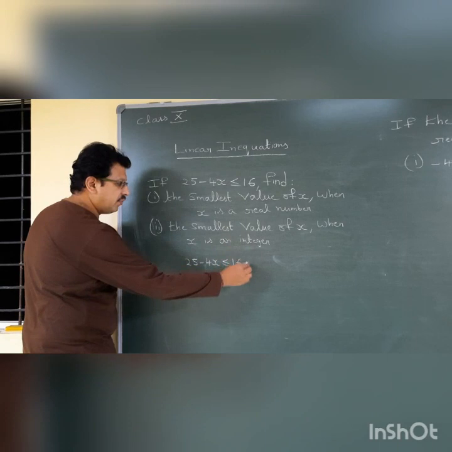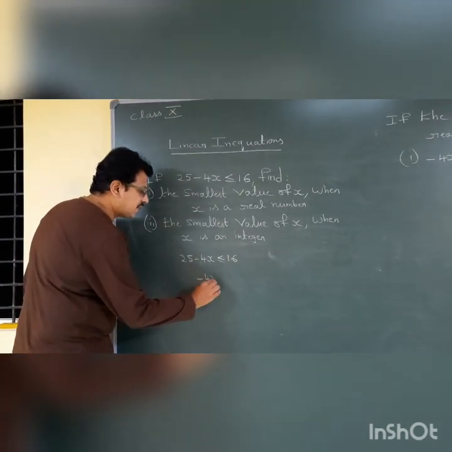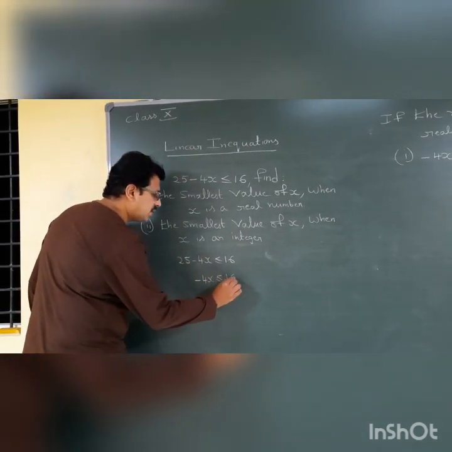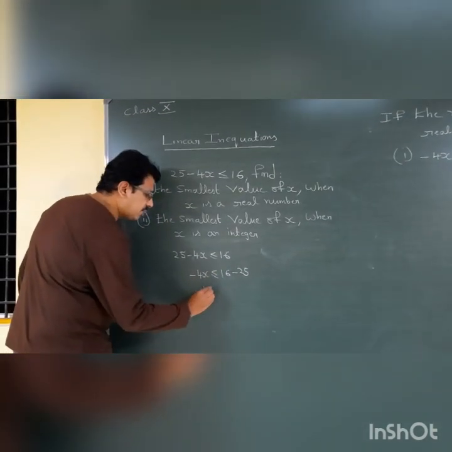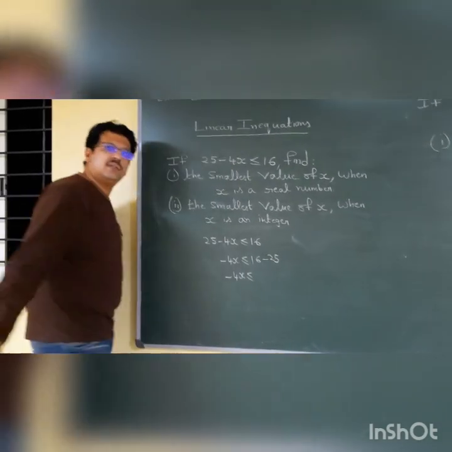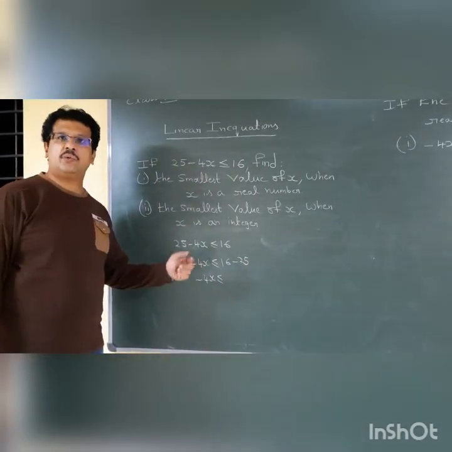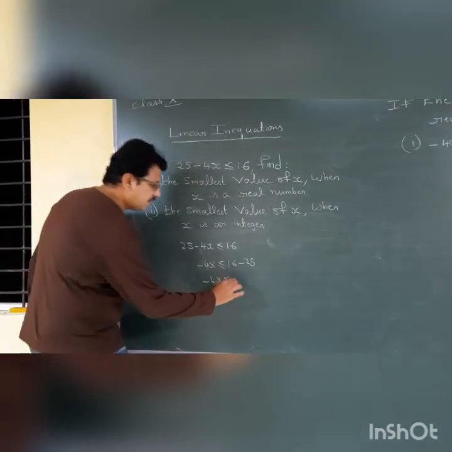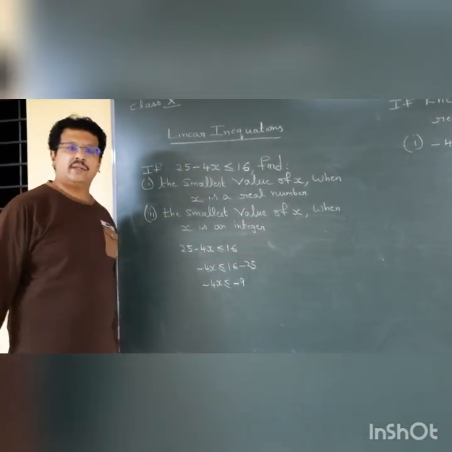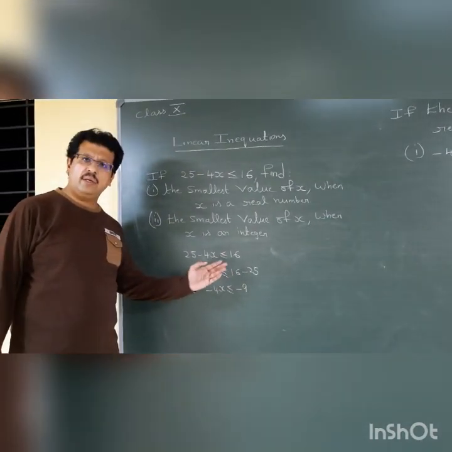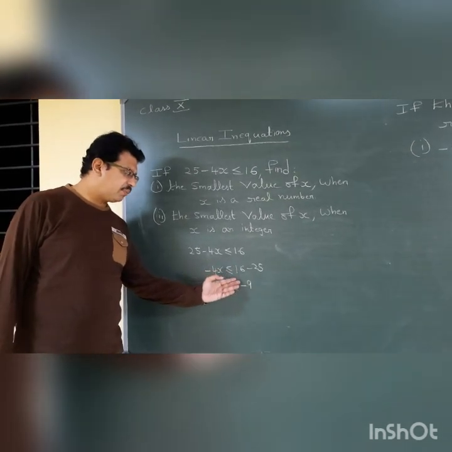So let us bring the 25 to the right hand side. Minus 4x less than or equal to 16 minus 25. So 16 minus 25 is minus 9. So minus 9 it is. You should be very clear writing this minus 9.